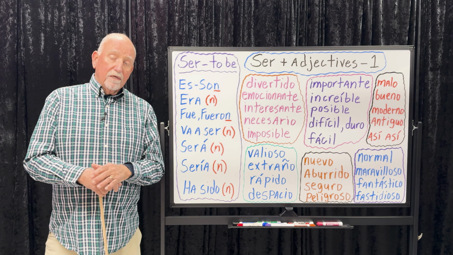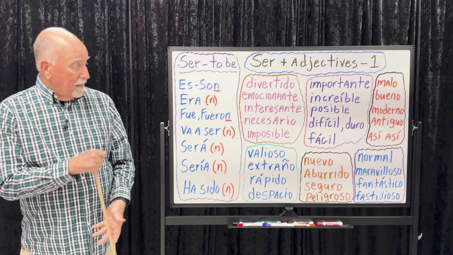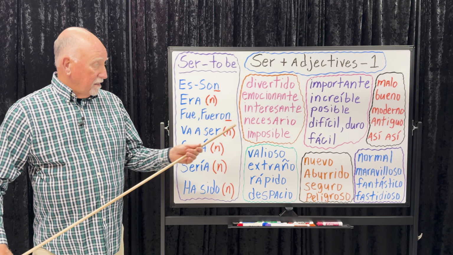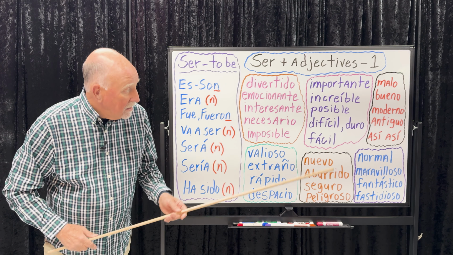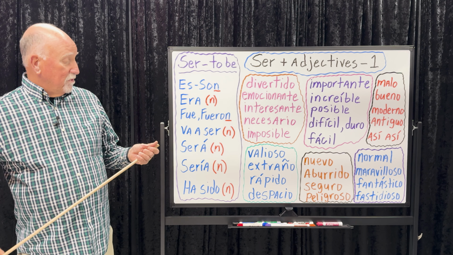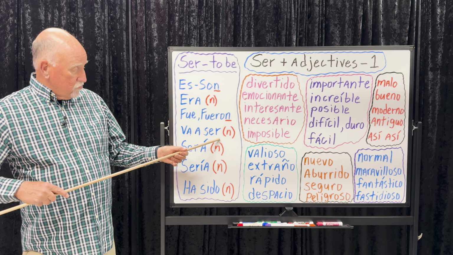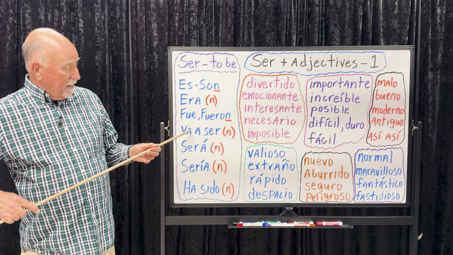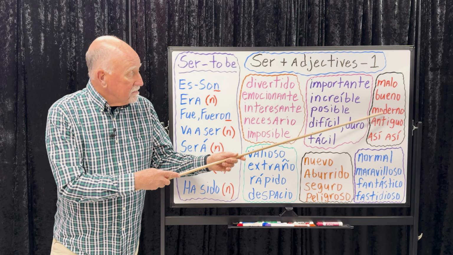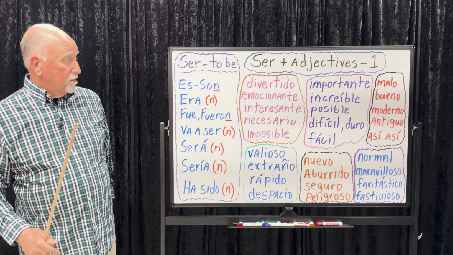How about seguro? Es seguro. It's safe. No se preocupe. Don't worry. Así, así, it's going to be so-so. Va a ser así, así. If you want to say they're going to be really good, we want to get the N factor rolling. Van a ser buenos. They're going to be really good. Van a ser muy buenos.